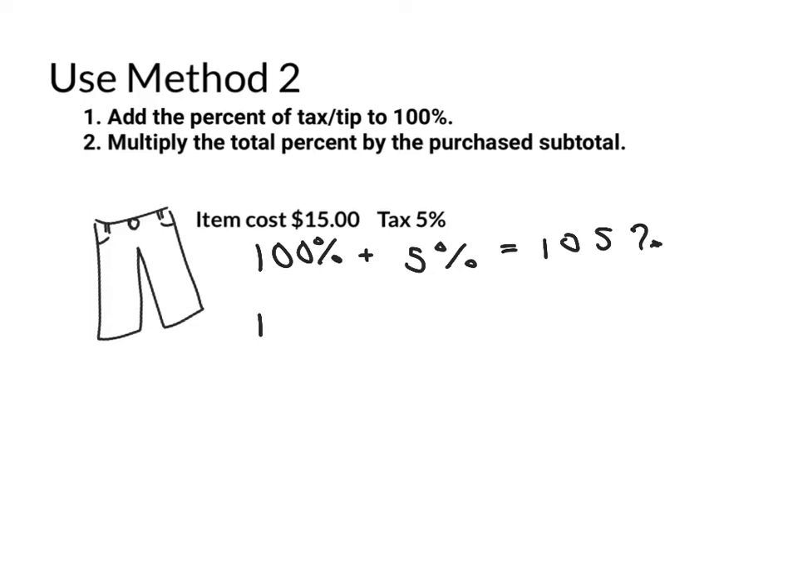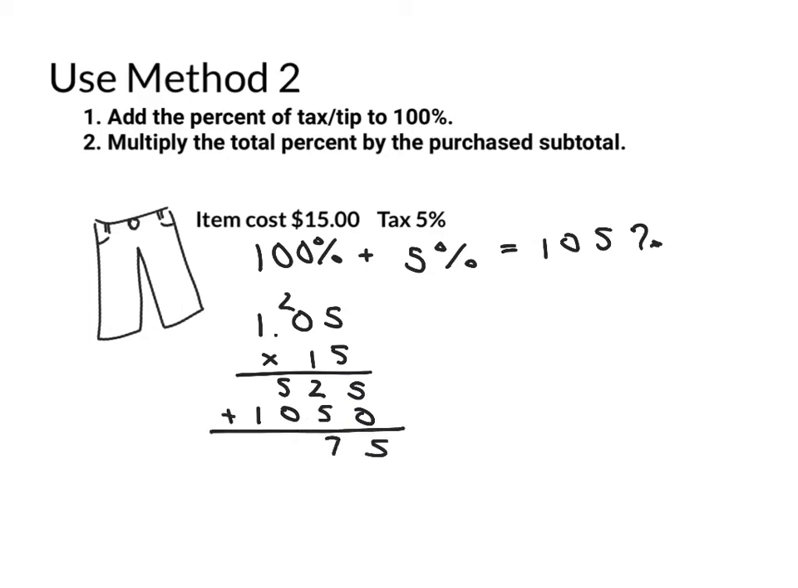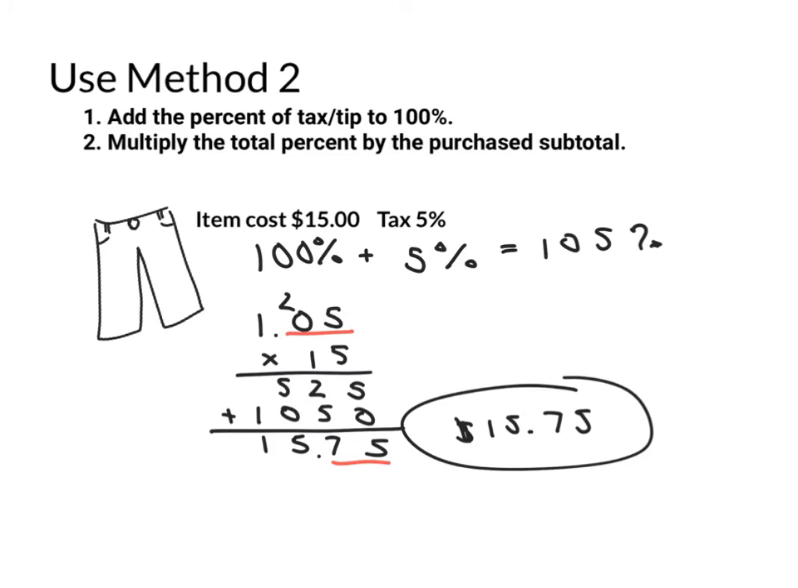Then step 2, multiply the total percent by the purchase subtotal. We can convert or change our percent to a decimal, 1 5/100, and then multiply by the cost of the pair of pants. Make sure that you balance your place values, 2 digits to the right of that decimal, 2 digits to the right of the decimal. And you can see that we get the same total as method 1, $15.75.